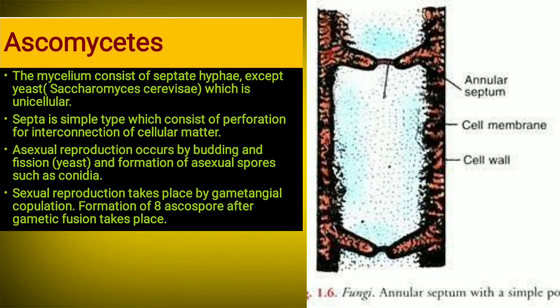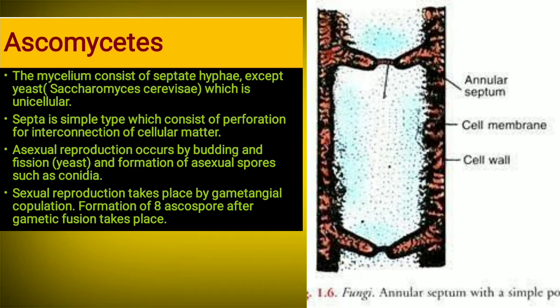So in the diagram you can see two ingrowths from the inner part of the wall, that is the cell membrane. The cell membrane grows inward and develops a cross wall in between the cell, and it possesses a simple pore just in the middle of the cell, and that leads to the formation of a perforation where there is intercellular connection between the hyphae.